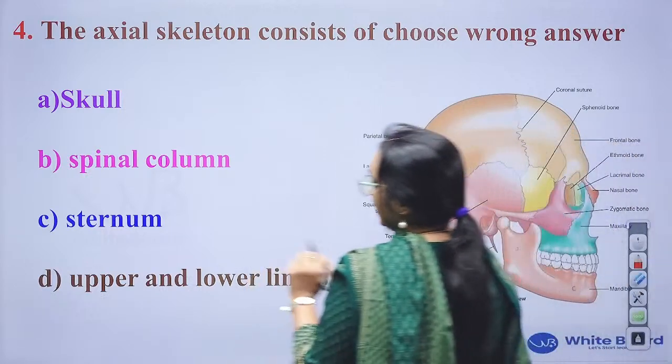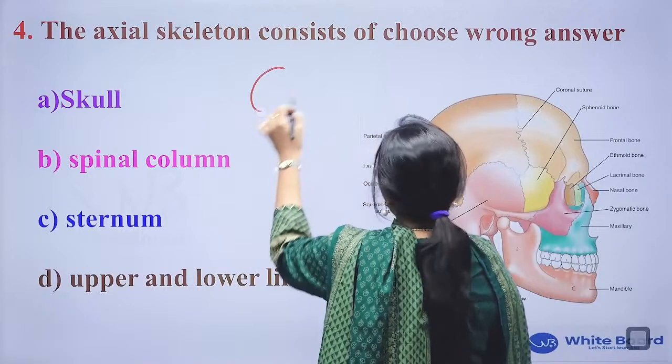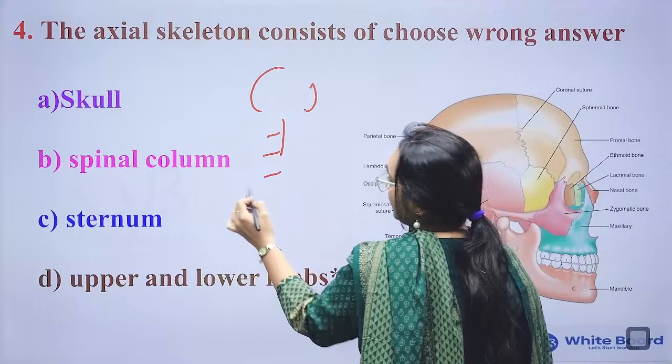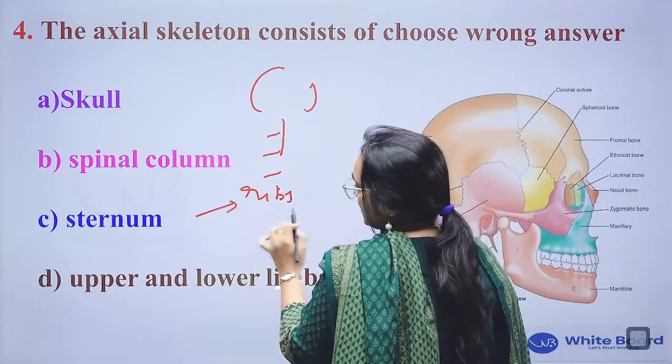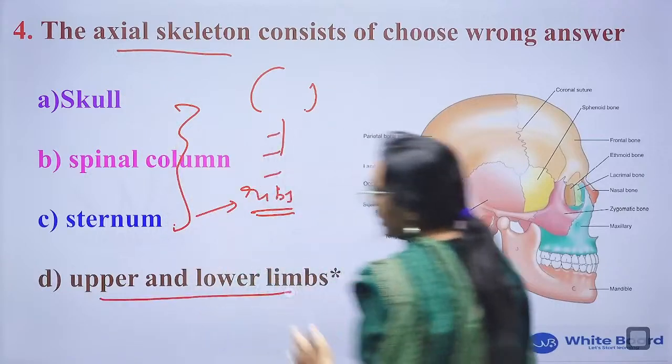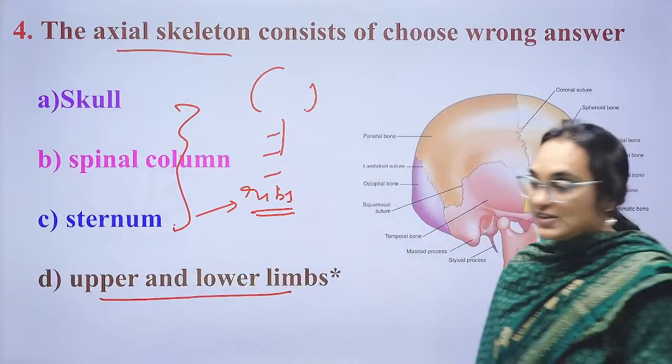Next, the axial skeleton consists of, choose the wrong answer. The axial skeleton consists of the skull, spinal column and sternum or ribs. All these come under the axial skeleton except the upper and lower limbs. So, answer here is D.